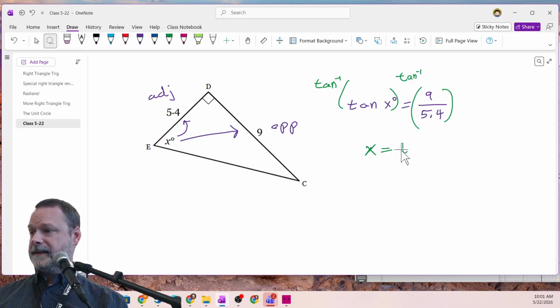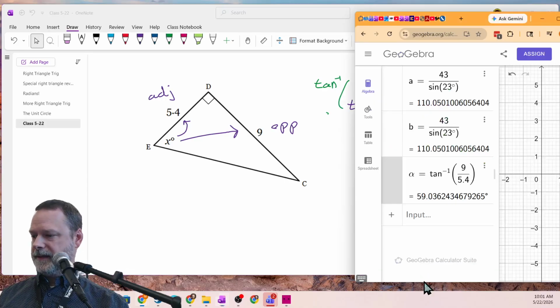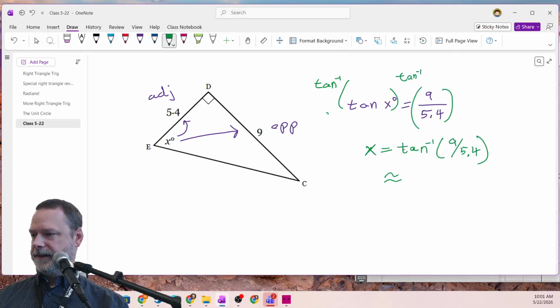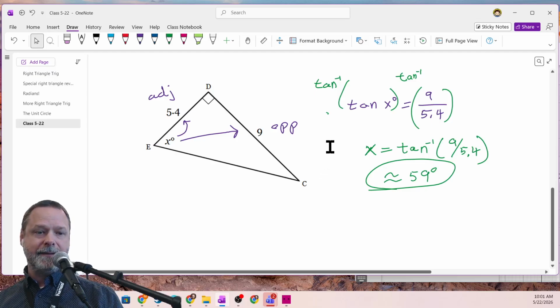X is exactly inverse tangent of 9 over 5.4, and that's around, what did I say? 59 degrees. About 59 degrees. So we could solve for missing angle measures. Very easy. Very easy.